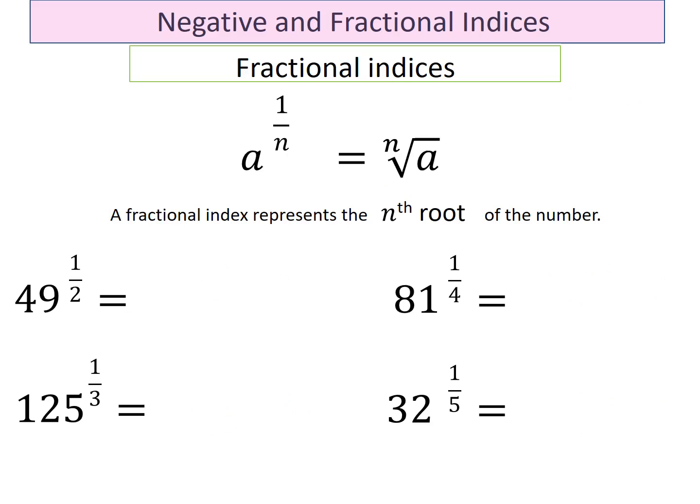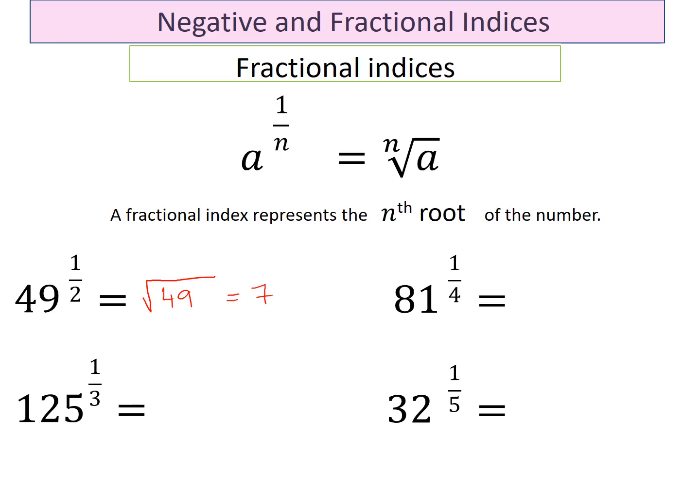Now let's have a look at some fractional indices. The rule states that when you raise a to the power of 1 over n, that is equal to the nth root of a. Let's have a look at some examples to see how it actually works. So when I have 49 to the power of a half, a power of a half is equivalent to the square root, in this case of 49, and the square root of 49 is 7.